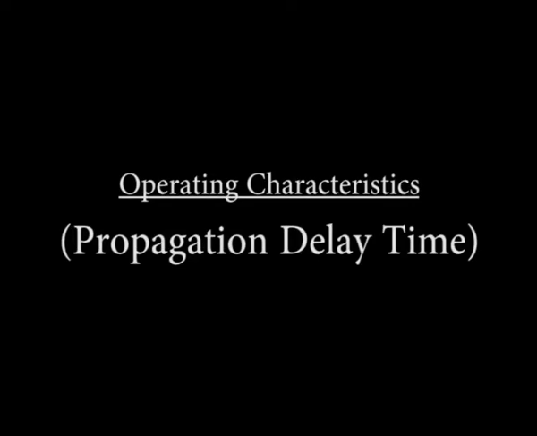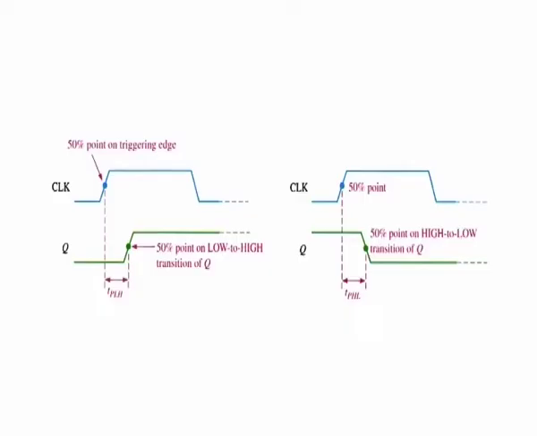Propagation delay time. A propagation delay time is the interval of time required after an input signal has been applied for the resulting output change to occur. Four categories of propagation delay times are important in the operation of a flip flop. The first one is propagation delay TPLH as measured from the triggering edge of the clock pulse to the low to high transition of the output.